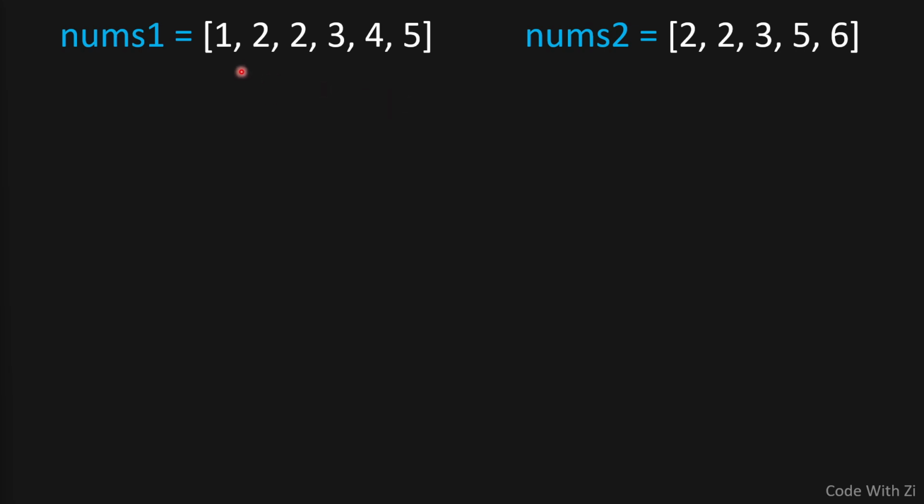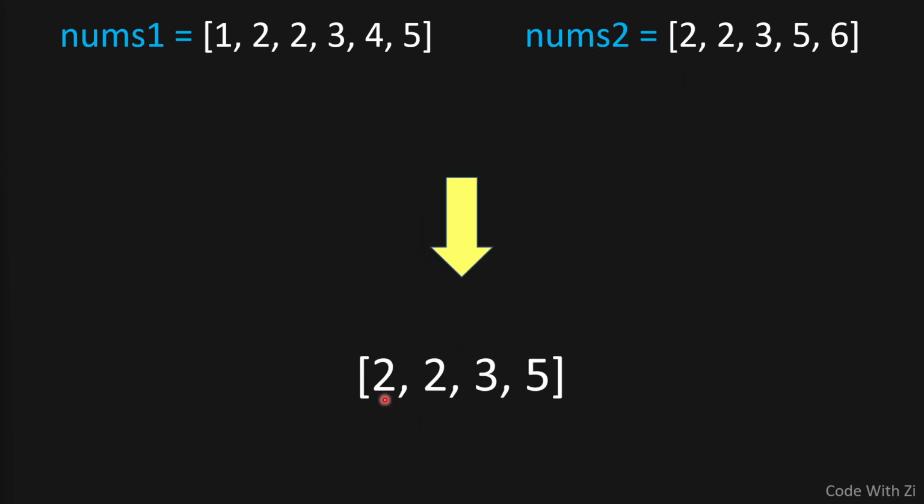In today's video, we're given two arrays, as you can see, nums1 and nums2, and we've got to return this. What is this, you might ask? Well, if we check, these are the common numbers between these two. This is the intersection of these two arrays. As you can see, this one has 2, this one has 2, another 2, another 2, 3, 3, 5, 5. 2, 2, 3, 5.